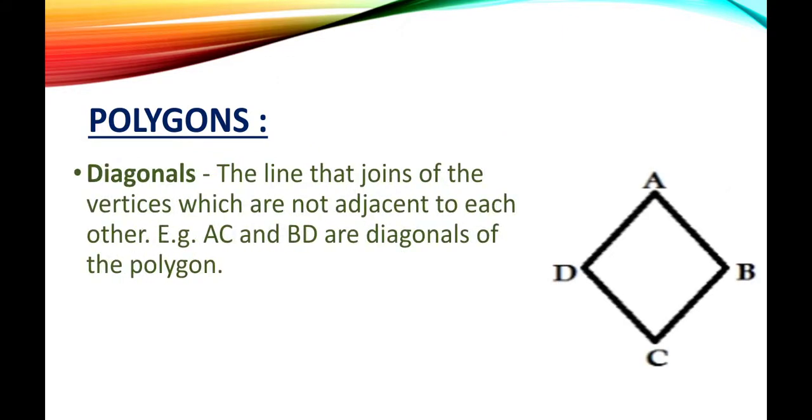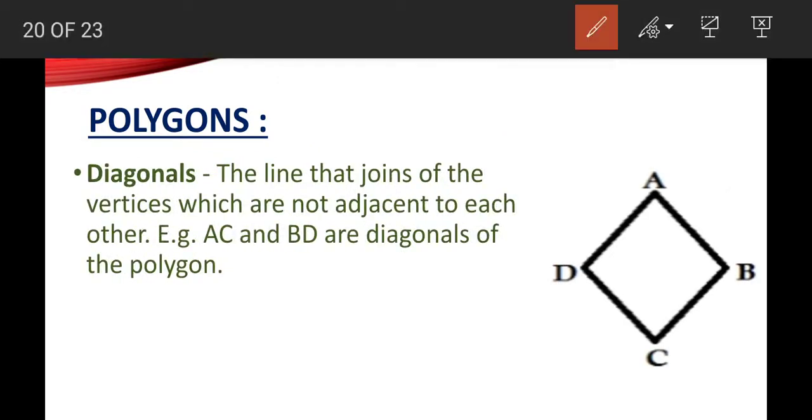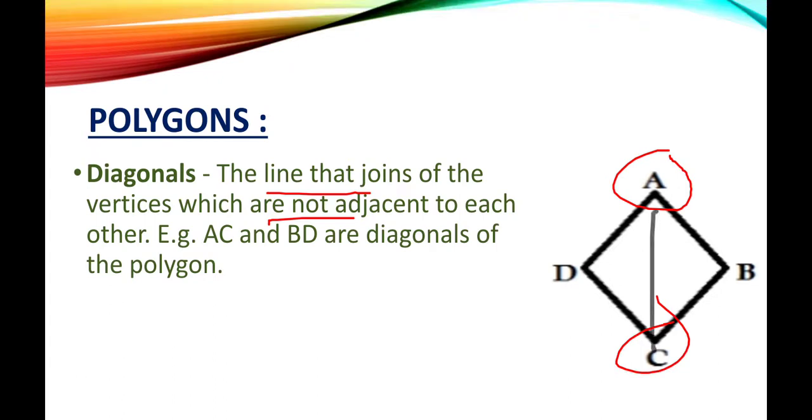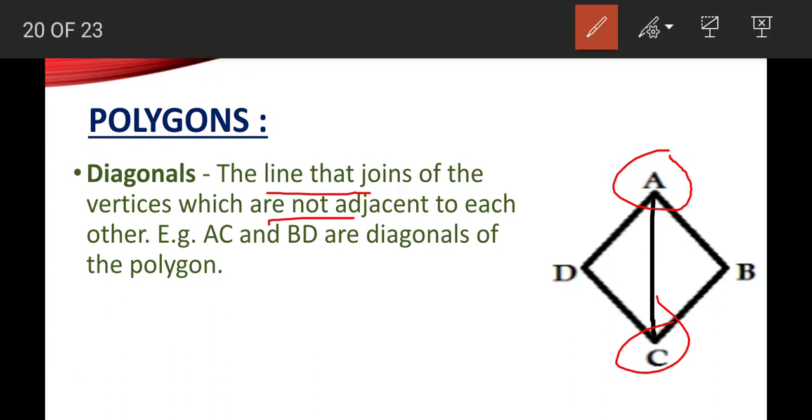Now come to the next one. The last one is a diagonal. The line that joins the non-adjacent vertices to each other. Here, suppose we join A to C. Look at this one. This joining is known as a diagonal. Here AC is the diagonal.